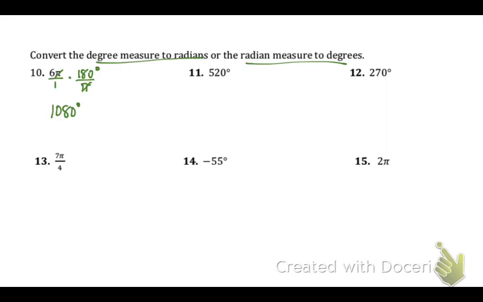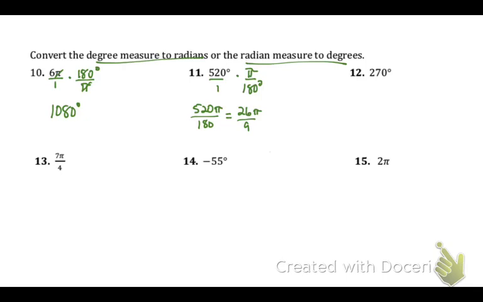Number 11 is degree, so we need to convert that to radian. So we'll take it now times pi over 180 degrees. And then we're just going to keep it in fraction form. We are not going to estimate pi and get a decimal. So our exact answer is 26 pi over 9 radian.